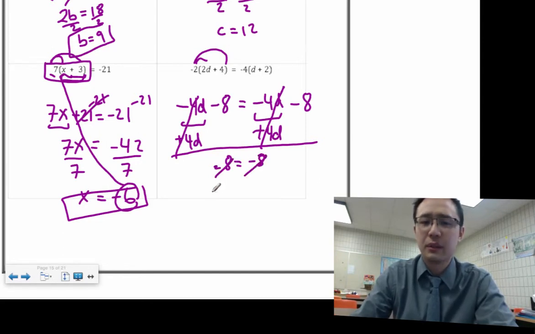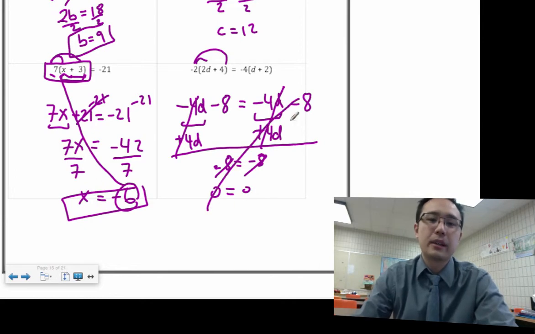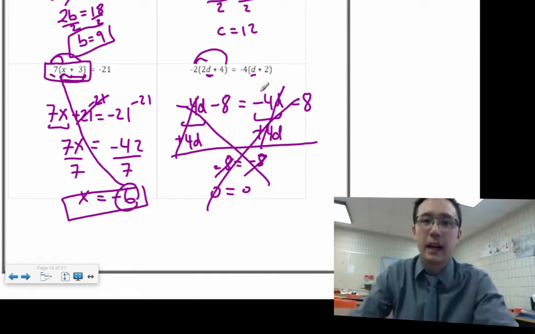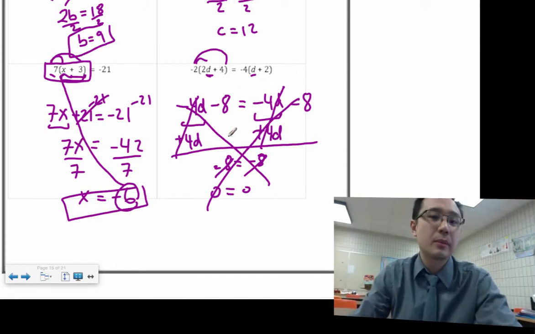Cancel. This is just 0 is equal to 0. This is a bad question because whatever you substitute in here, you'll just cancel out to having 0. So I think this is a pretty bad question.